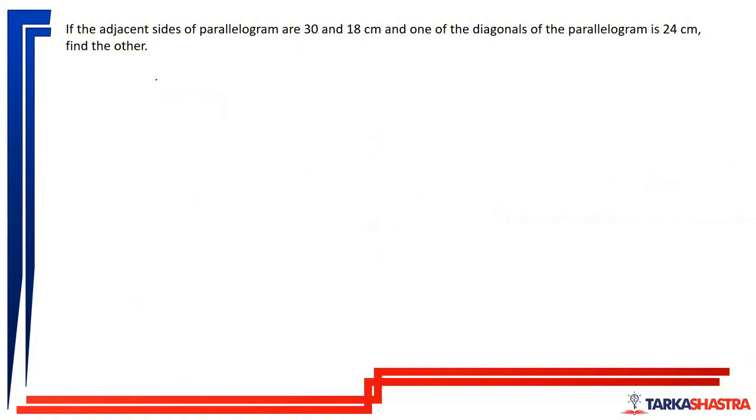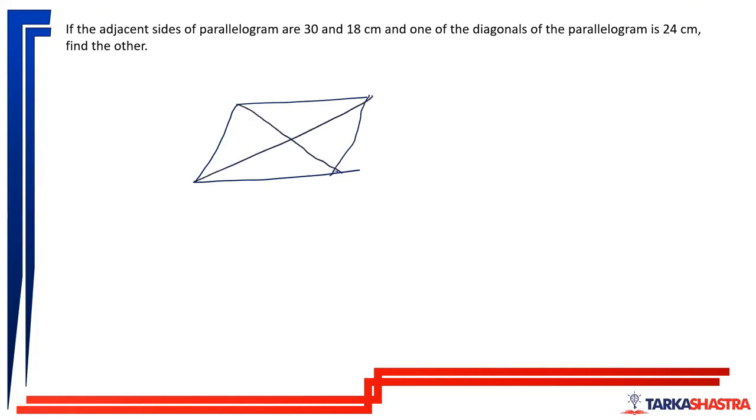If the adjacent sides of a parallelogram are 30 and 18, and one of the diagonals of the parallelogram is 24, find the other. Adjacent sides are 30 and 18, and one of the diagonals is 24. Okay. We have to find the other. We have done this using Apollonius theorem.